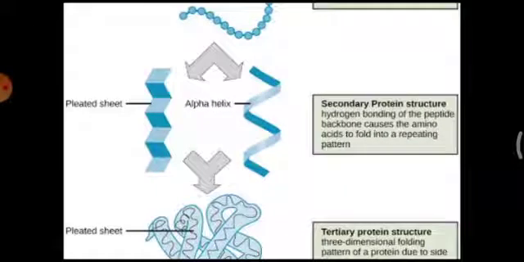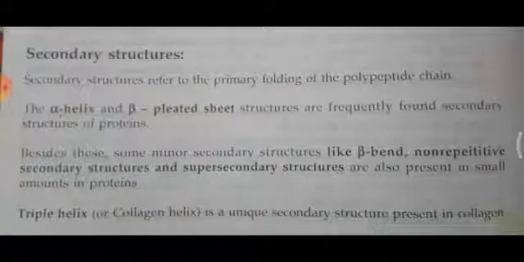Coming to the secondary structure, you can see alpha helix and beta pleated sheet in this illustration that we are going to discuss now. Secondary structure refers to the primary folding of the polypeptide chain. Whatever you have studied as primary structure will undergo folding. The alpha helix and beta pleated sheet structures are frequently found secondary structures of proteins. Besides these, some minor secondary structures like beta bend, non-repetitive secondary structures and super secondary structure are also present in small amounts in proteins.